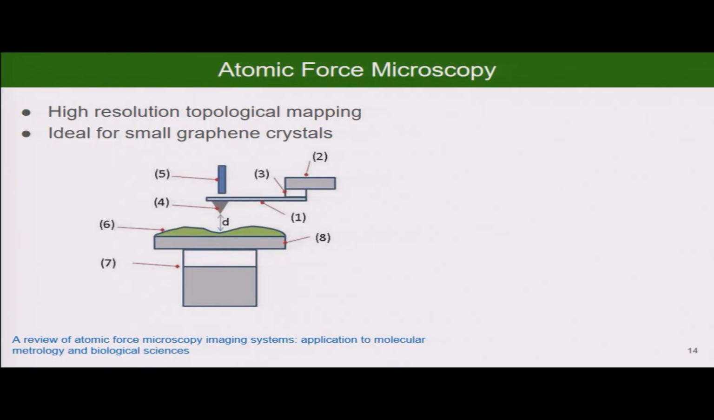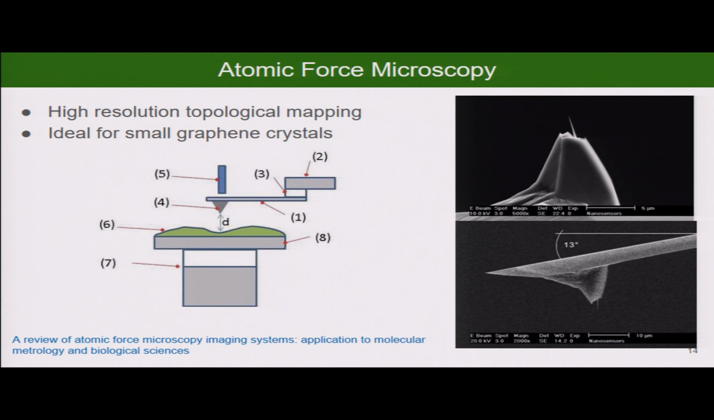What we do in atomic force microscopy is that we have a very small needle, denoted by number 4 over here, mounted to a cantilever denoted by number 1. The tip of this needle is on the order of a couple of nanometers. You can see an image of it right here. This is the tip of the needle, and here you can see the needle mounted to the cantilever.